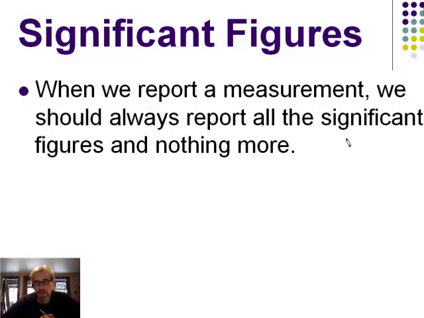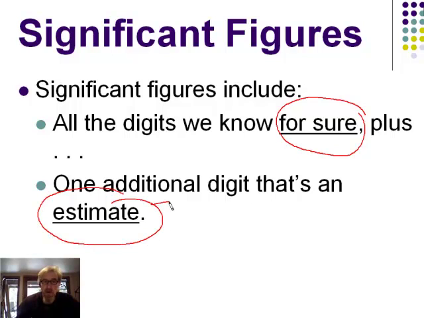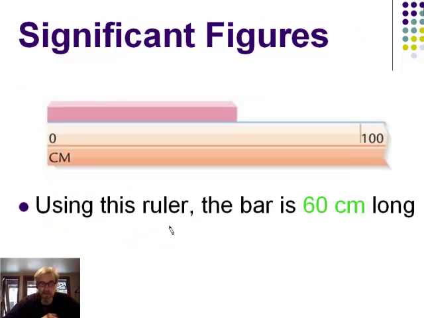When we report a measurement in chemistry, we're not just writing down the numbers that define the measurement. We're also reporting how precise the measurement was. So what we do is we report all of what we call significant figures and nothing more. We don't report anything that isn't a significant figure. Here's what significant figures include. Significant figures are all the digits that we know for sure, ones that by our eye we can tell are right. Then one additional digit that's the estimate, and there will always be one additional digit that's an estimate because that's our random error.